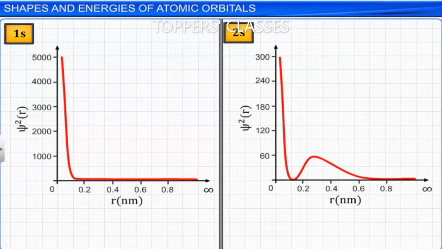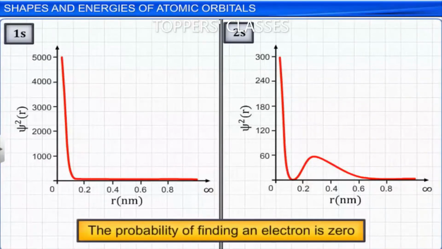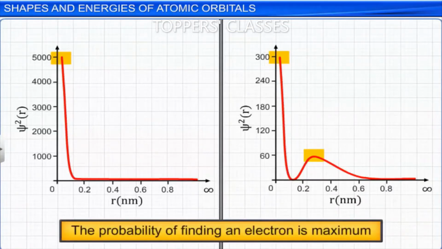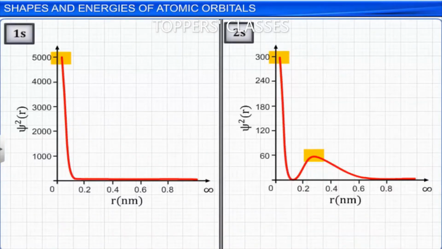At r equals 0 or infinity, that is, at the nucleus or at infinite distance from the nucleus, the probability of finding an electron is 0. The peak of the curve indicates that the probability of finding the electron at this distance is maximum. For s orbitals, the number of peaks obtained in the plots is equal to the n value. Hence, for 1s and 2s orbitals, the number of peaks obtained are 1 and 2 respectively.